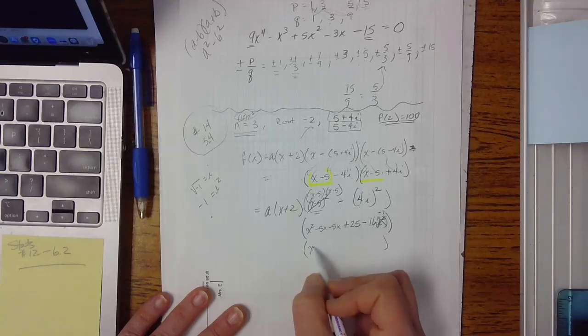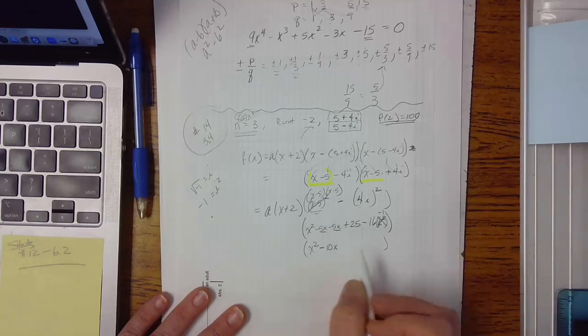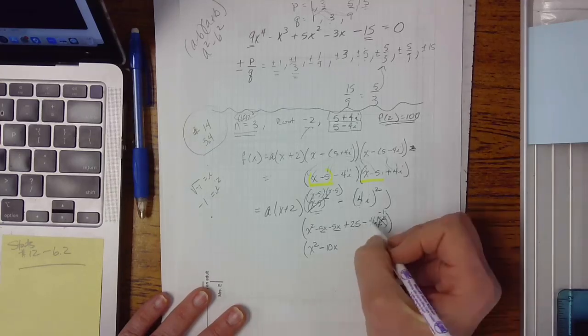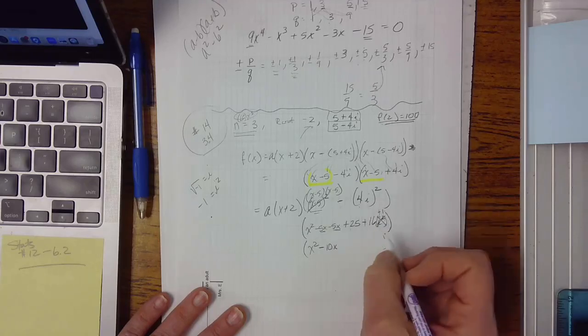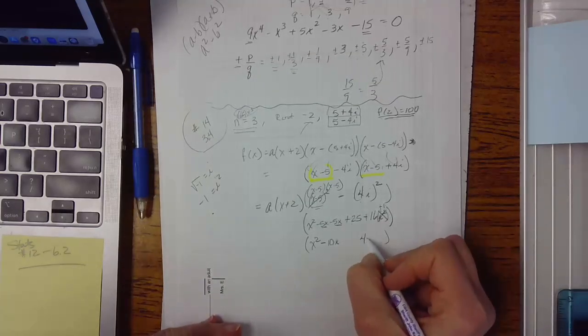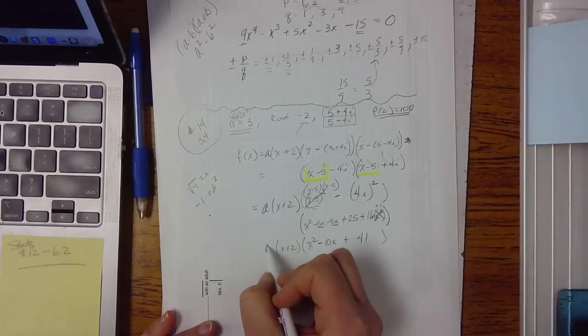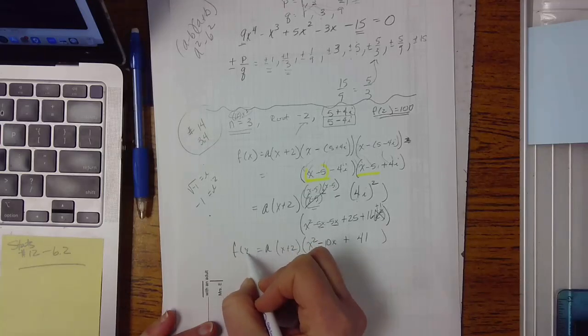So I'm going to have x squared. I have minus 5x minus 5x, which is minus 10x. Then I'm going to have 25. With a negative and a negative here, I change this to 25 plus 16. I'm going to have to get my calculator out. So 25 plus 16 is 41. Okay. Now, keep in mind, I want plus 41. Then I'm going to have the x plus 2, and I have the a.